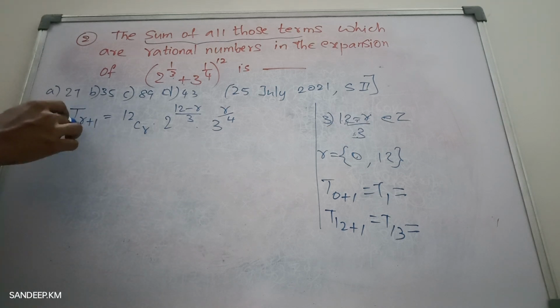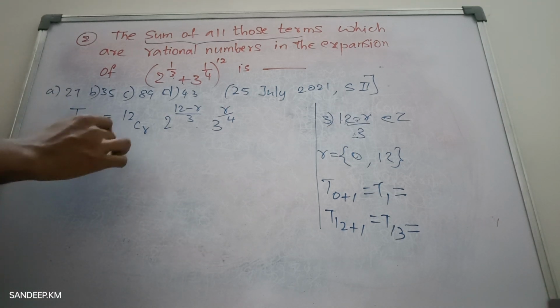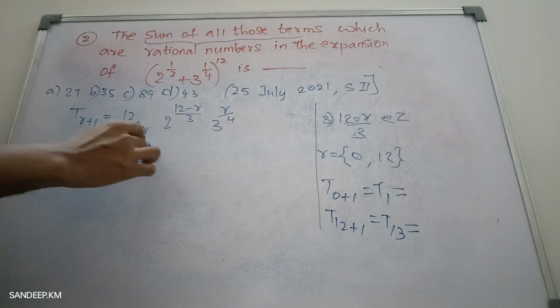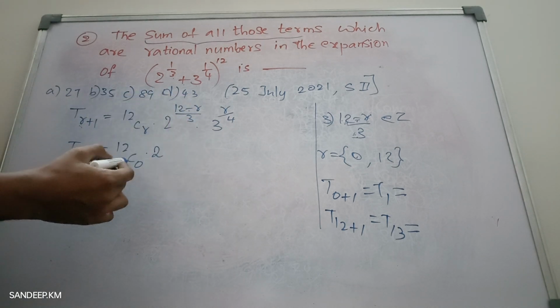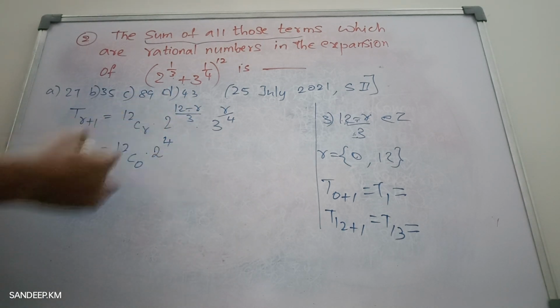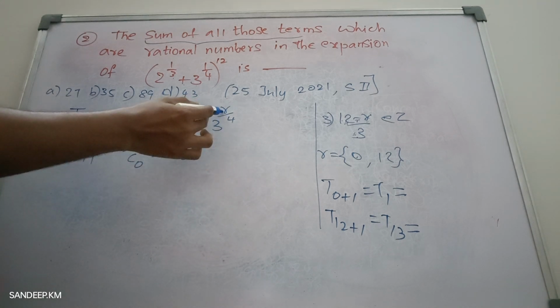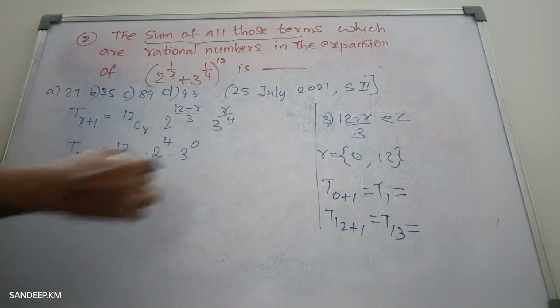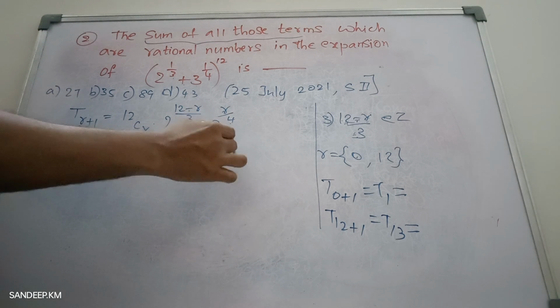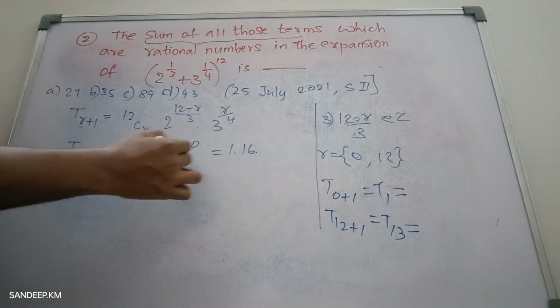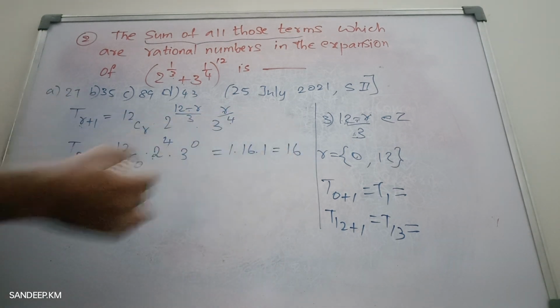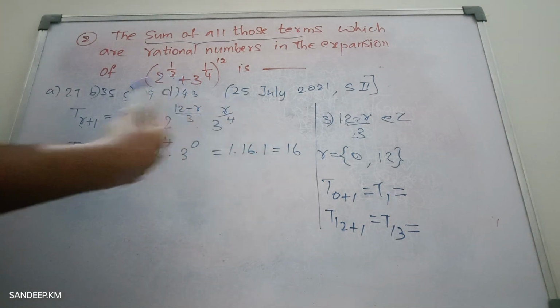So let us find T1, the first term, by taking r as 0. 12C0 into 2 power (12 − 0)/3, which is 4, into 3 power r/4, where r is 0, and 0 by 4 is 0. So 12C0 is 1, 2 power 4 is 16 and 3 power 0 is 1. So the first term is 16.